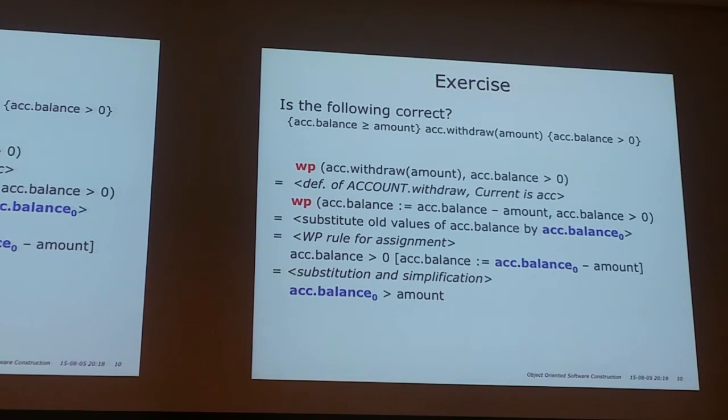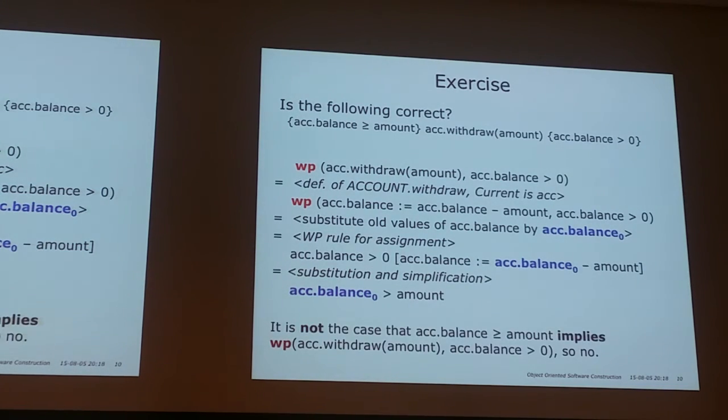That's not good. It is not the case that the precondition you have implies the WP. So, no, that's not correct. That would be the standard answer I would expect from you, except for the missing step, of course. That's something I will update when I post the slides. Any questions about this exercise?